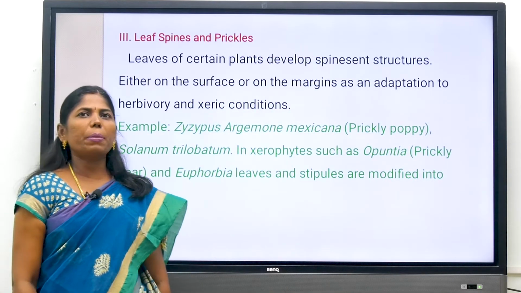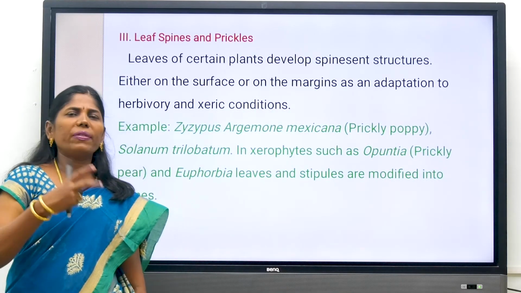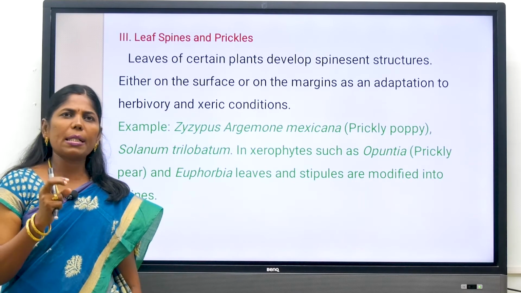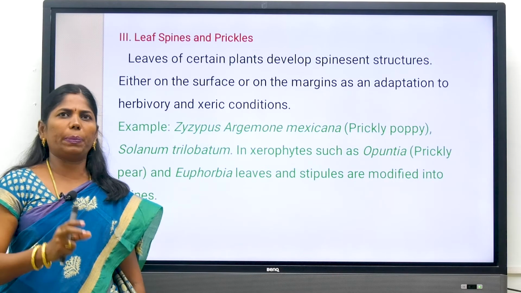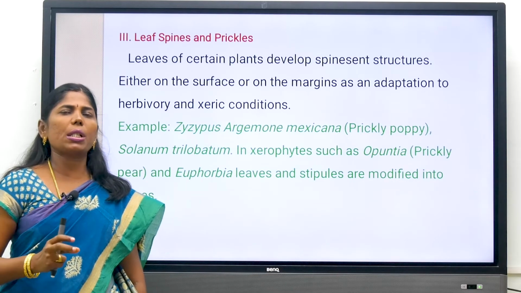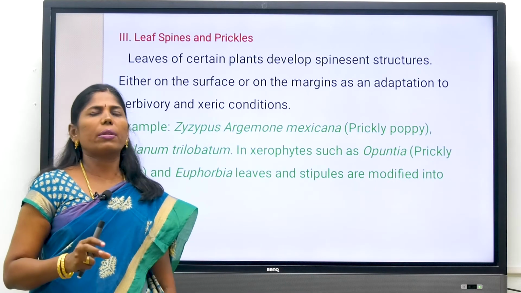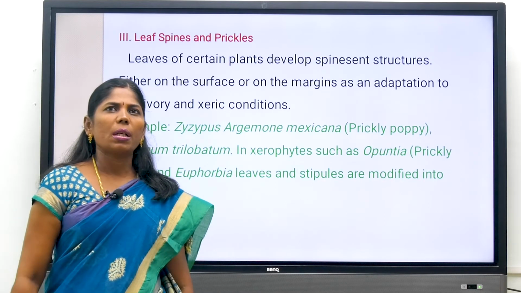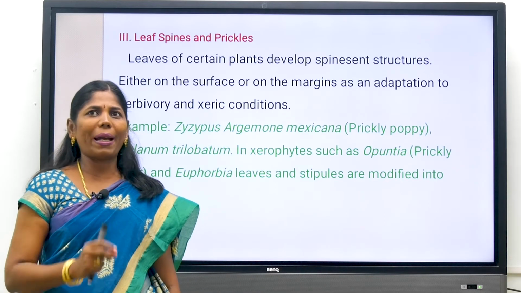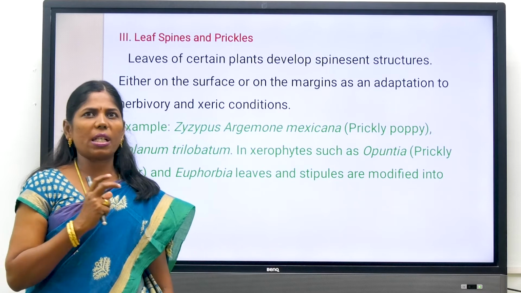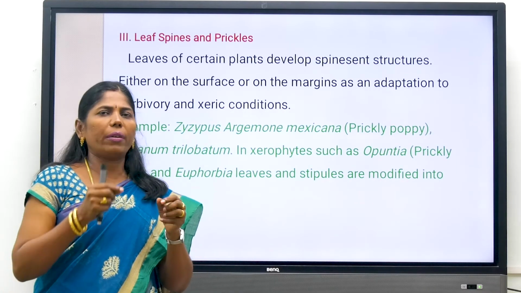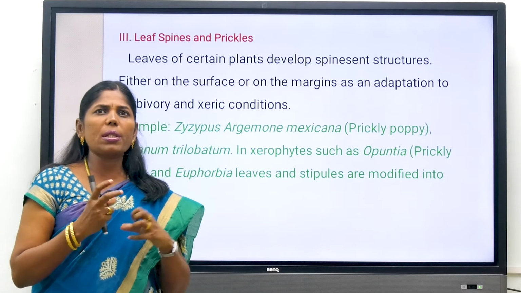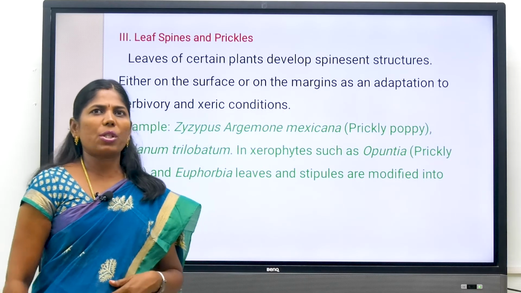Leaf spines and prickles, okay. Most of the leaves have prickles, spines, hook-like structures, and these features are very, very sharp. Because of these features they can protect themselves from animals. So the leaves of certain plants develop spinescent structures, either on the surface of the leaf, or the margin of the leaf, or the tip of the leaf. Even the petioles sometimes have spine-like structures, okay.